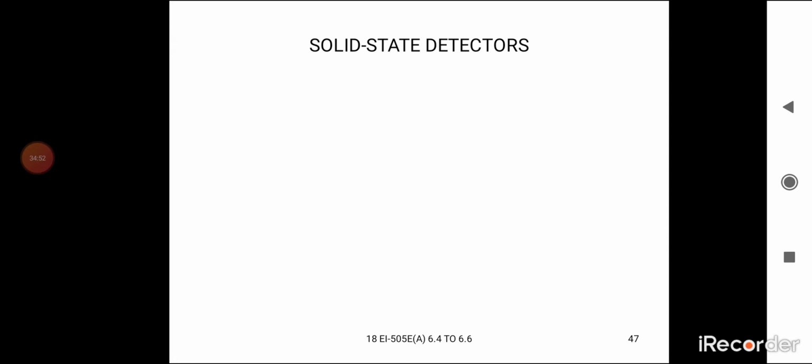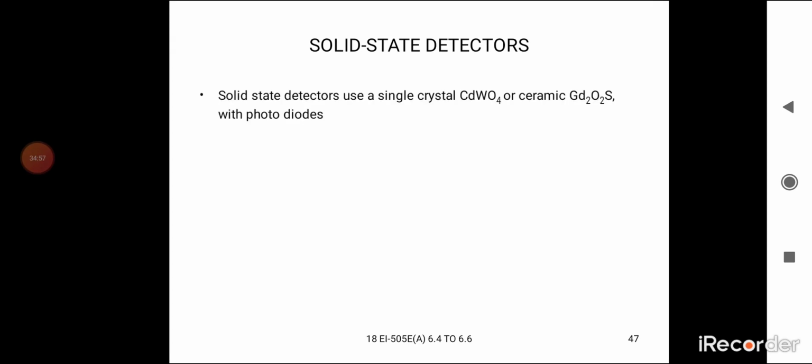Solid state detectors. Solid state detectors use a single crystal of CdWO4 or ceramic Gd2O2S with photodiodes. They have higher efficiency in detecting X-ray photons.